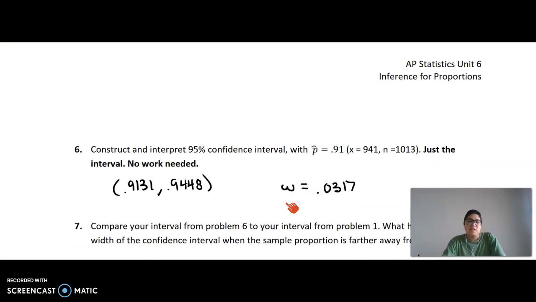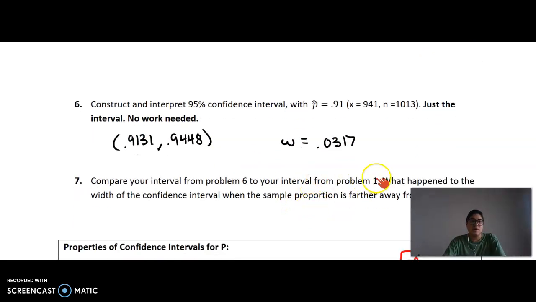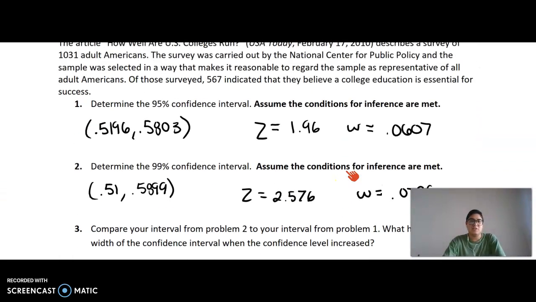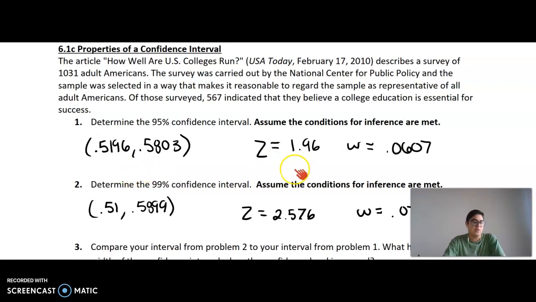Okay, next up, let's do a new one, going back to the original constructs. Let's construct a 95% interval with p hat equal to 0.91. So here my successes are 941 out of 1013. I do so, and here's my new interval. I'm going to have a width of 0.0317. Now let's look from the original problem to this new problem. My width, as I increased p hat to 0.91, got significantly smaller compared to the original interval.